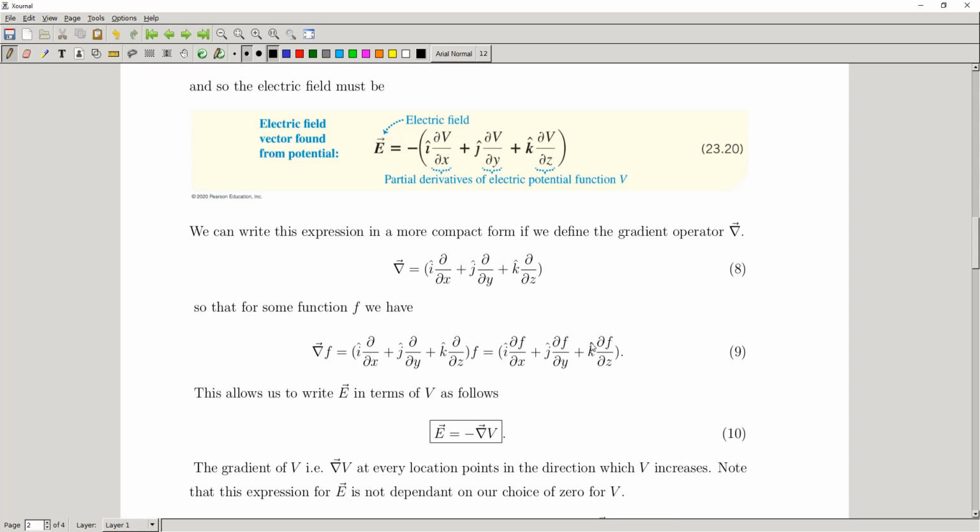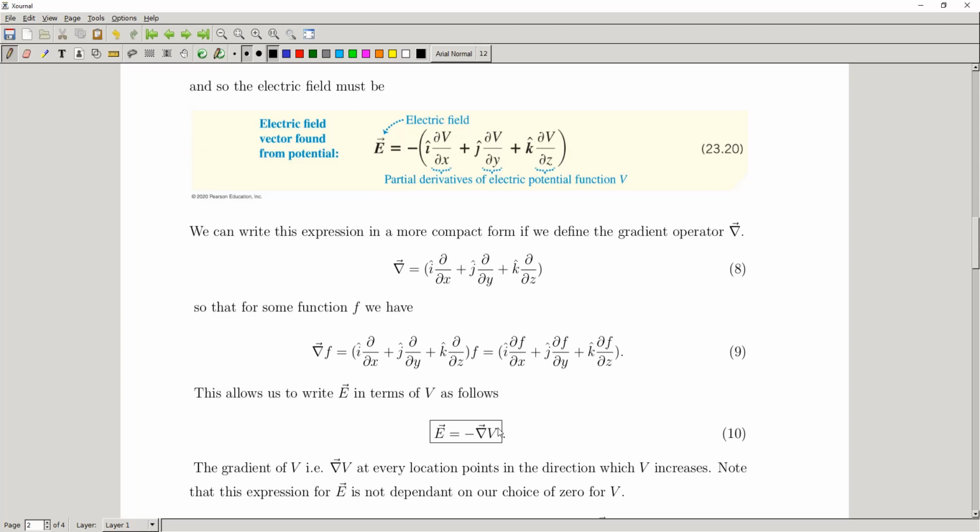And so what do we end up with? Well, we end up with the expression that we see here, which looks very much like the expression that we see here. And so using this gradient operator, we can rewrite our electric field in terms of our potential function as we see here. So our electric field is equal to the negative of the gradient of our potential function. That's the way you would read that.